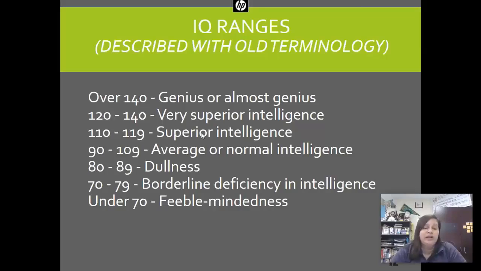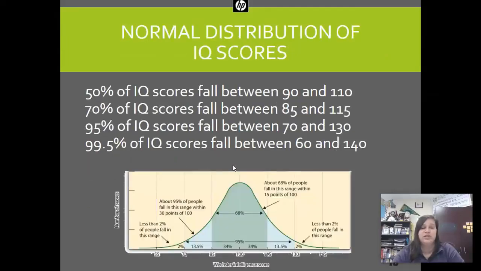Looking at IQ ranges, the terminology that goes with how we describe different IQs has changed significantly over time, with the most high, genius or almost genius, over 140. And terms like feeble mindedness and dullness, we don't use those anymore. But average or normal intelligence is around 90 to 109. And then below 70 is what we would consider today an intellectual disability.